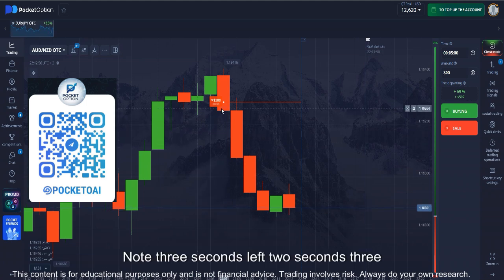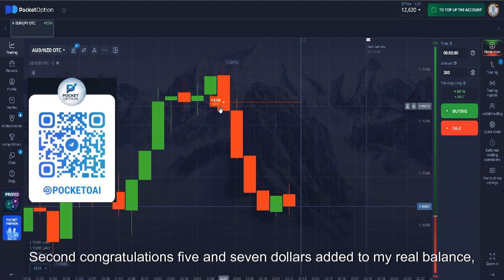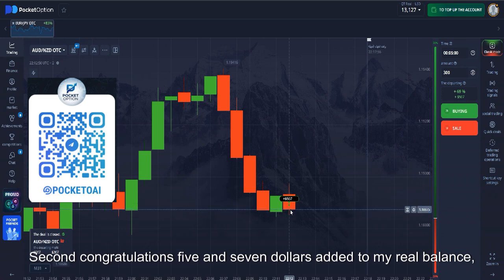Note 3 seconds left, 2 seconds, 1 second, congratulations, $507 added to my real balance.